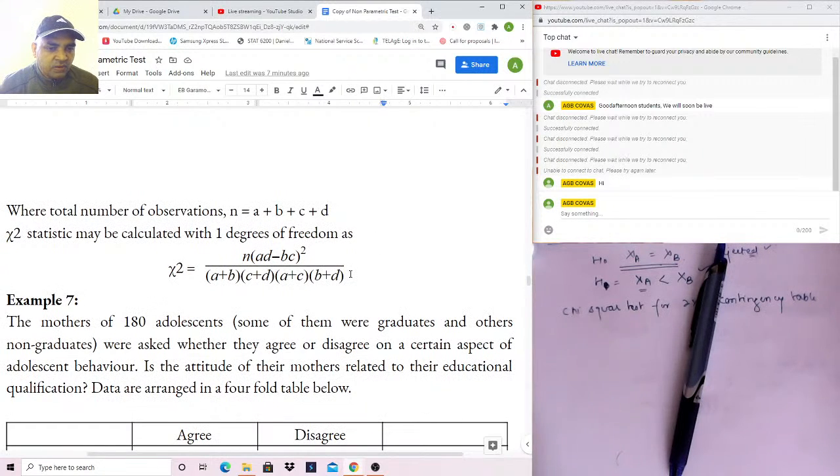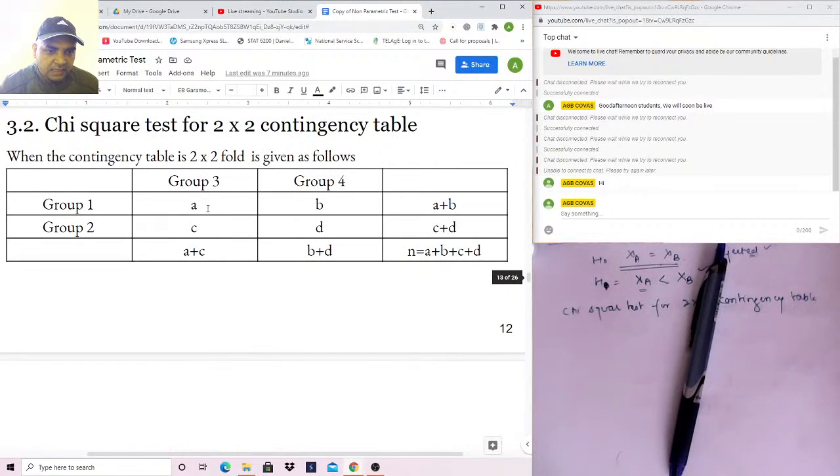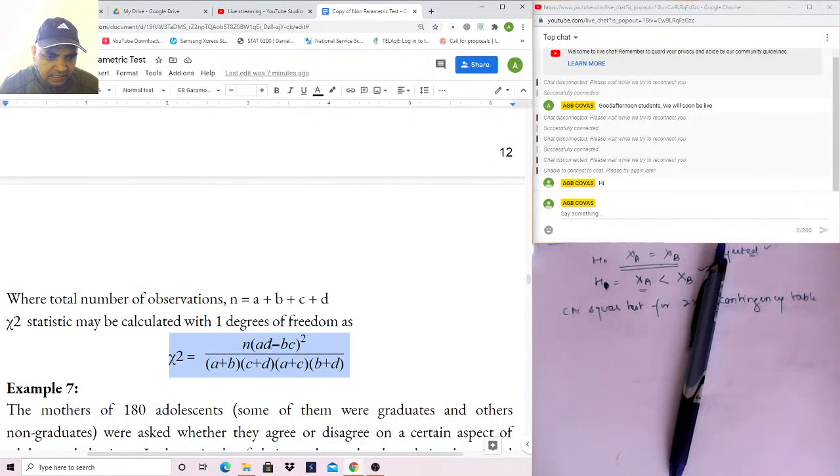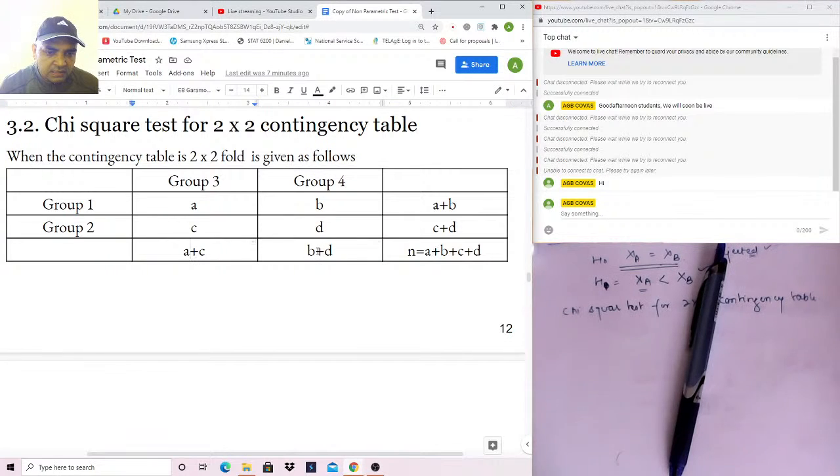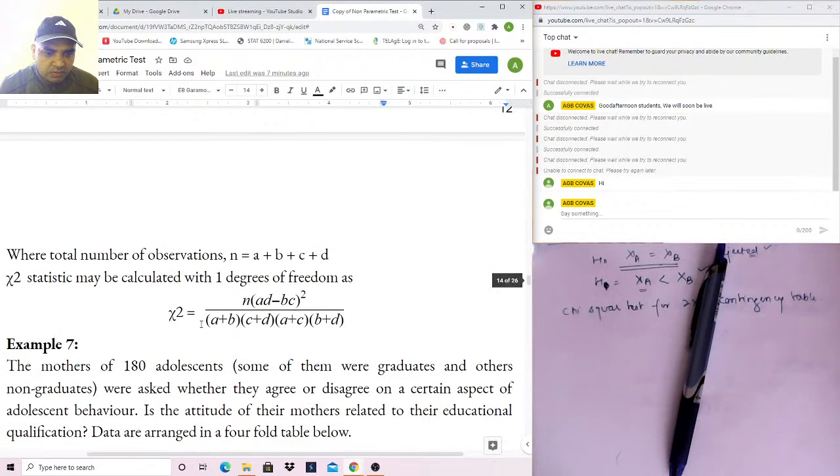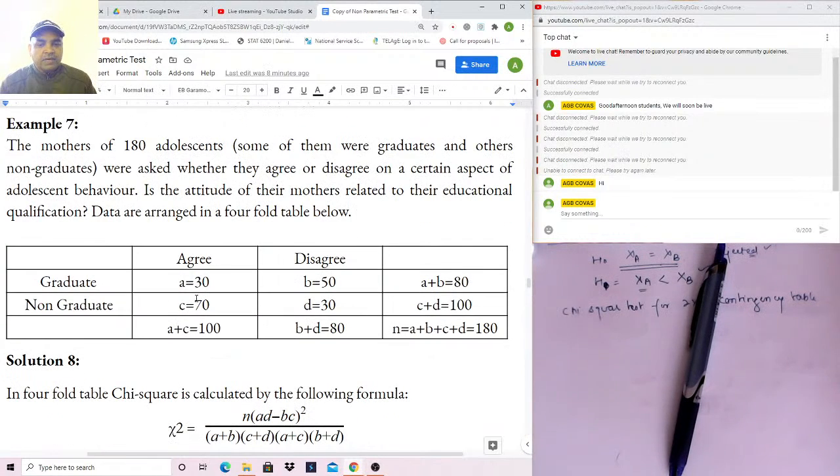So this chi-square statistic can be calculated using this formula. And how is it done? That is a into d cross multiplication, a into d minus b into c. So you can see here, a into d minus b into c. So n into (ad minus bc) whole square, and multiply all these row and column sums, that is (a plus c) into (b plus d) into (a plus b) into (c plus d), in the denominator. So let us do this example, so you will understand this better.